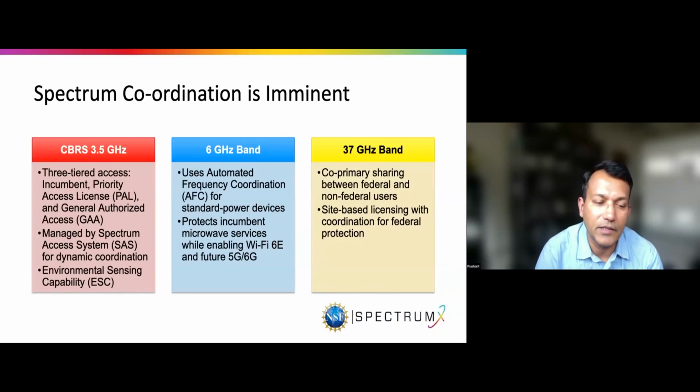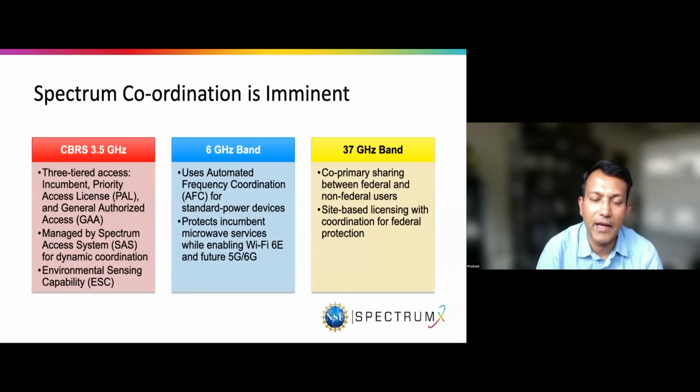The reason for doing this project is that increasingly, in a lot of the spectrum bands, there is some kind of coordination and sharing happening. CBRS is the classic example, where we have the three-tiered system with PAL, GAA. There is the spectrum access system, which is run by third parties like Google and Federated for dynamic coordination. They also have deployed environmental sensing capabilities along the coast to detect incumbent usage, so that they can evacuate the other users in the system who are not the incumbents.